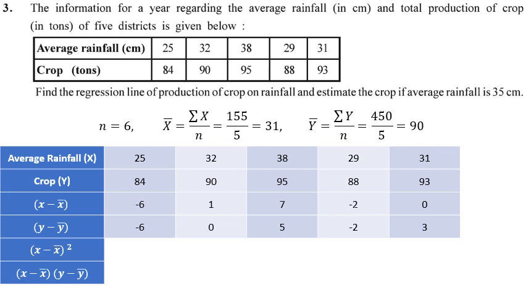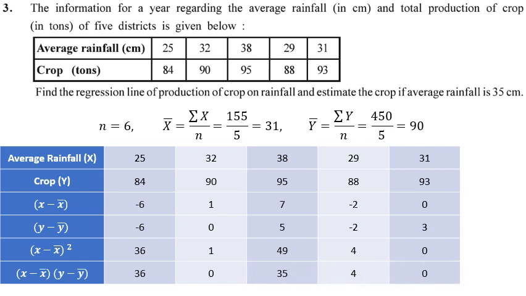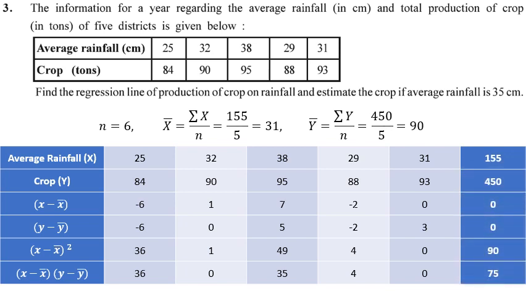Once you are sure with these two columns, you have to make a square of the x minus x bar column. That would be 36, 1, 49, 4 and 0. And then multiply the x minus x bar and y minus y bar column, that is 36, 0, 35, 4 and 0. Once you are done with all this, you have to make a total of all these columns.